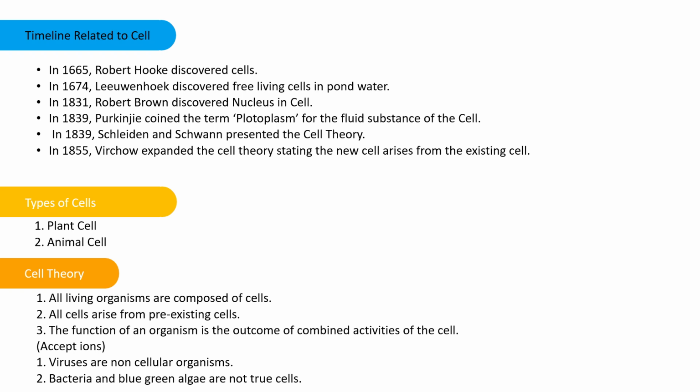That is, each and every organism, whether it's plants, animals, or humans, is made up of cells. All cells arise from pre-existing cells. Later we'll get to know about prokaryotic and eukaryotic cells, then we'll understand the pre-existing cell structure. Then, the function of an organism is the outcome of the combined activities of the cells. For example, if I am breathing, there are various muscle cells which are helping me to breathe. So breathing is a function which is the outcome of the combined activities of my cells.